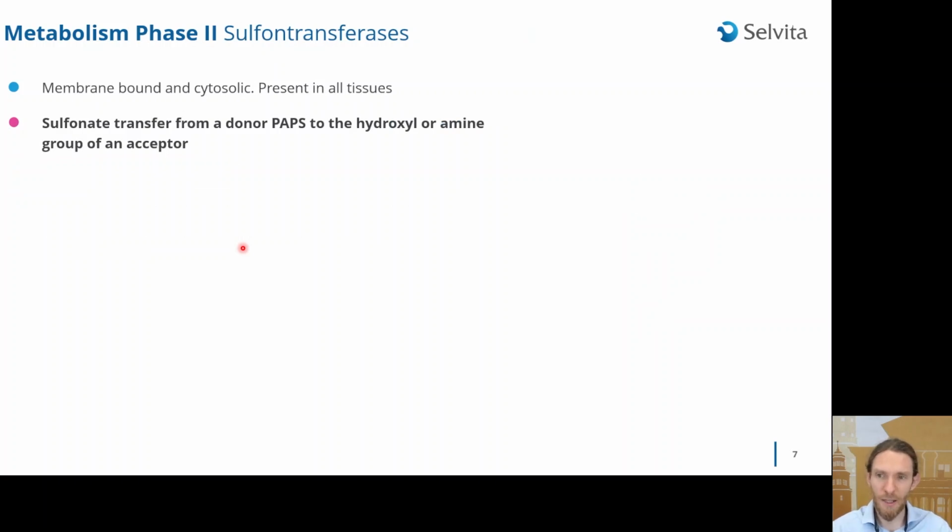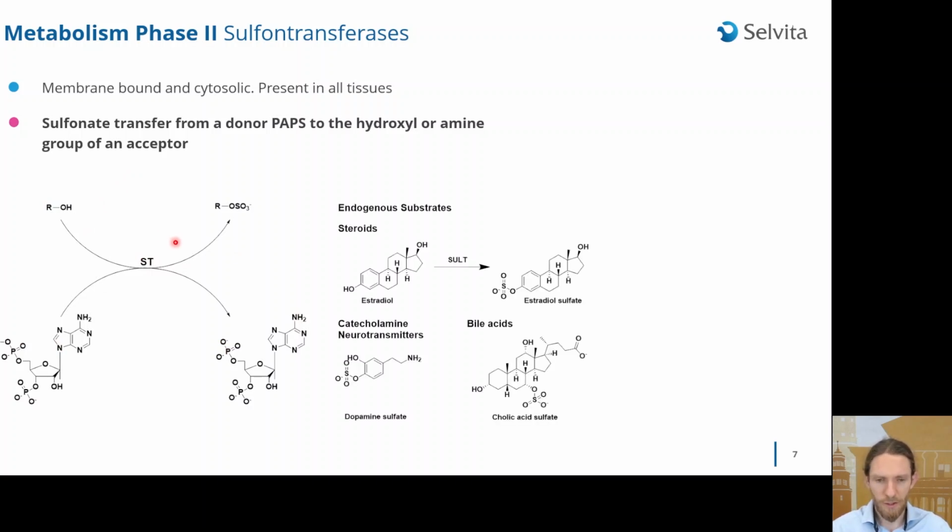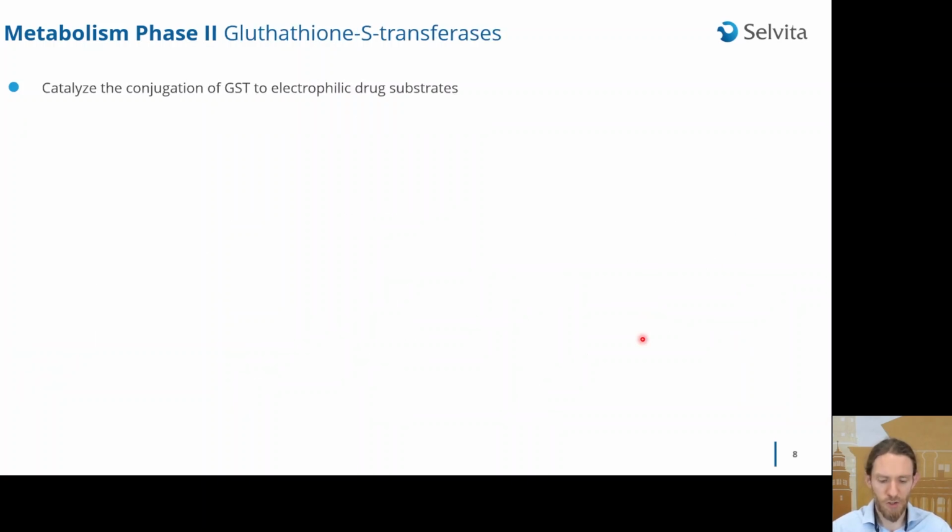These enzymes are membrane-bound and cytosolic, present in all tissues. They catalyze transfer of sulfonate from a donor to a typically hydroxyl or amine group as an acceptor. Typically, it is responsible for the metabolism of endogenous substrates like steroids, catecholamines, or bile acids. When it comes to drug substrates, we can exemplify desvenlafaxine or naloxone, because both of them have phenolic moieties and can undergo sulfonate transfer. Now let's move to glutathione-S-transferases.